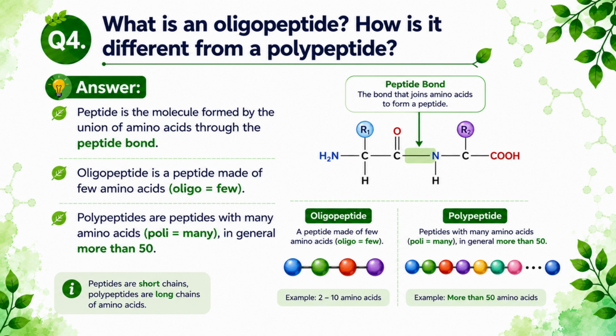Answer. Peptide is the molecule formed by the union of amino acids through the peptide bond. Oligopeptide is a peptide made of few amino acids. Oligo equals few. Polypeptides are peptides with many amino acids. Poly equals many. In general, more than 50.